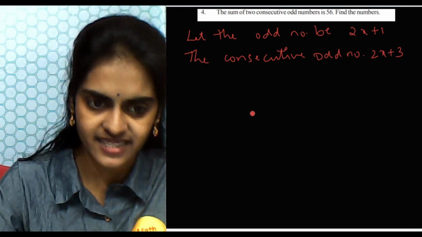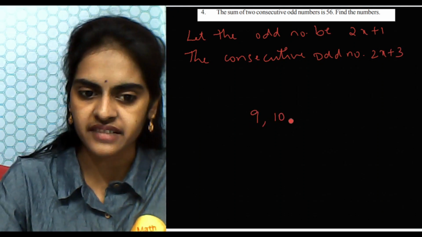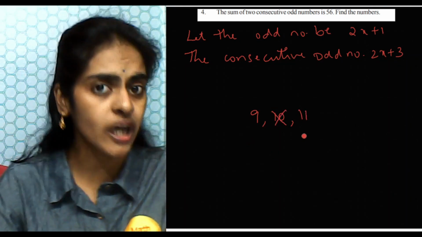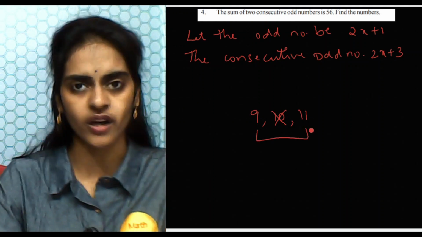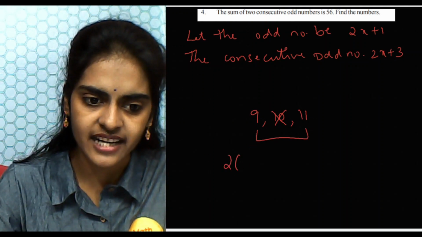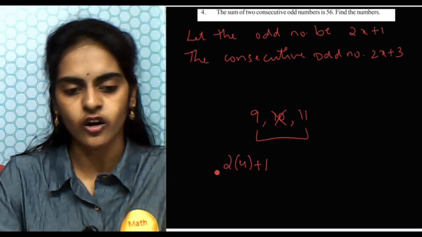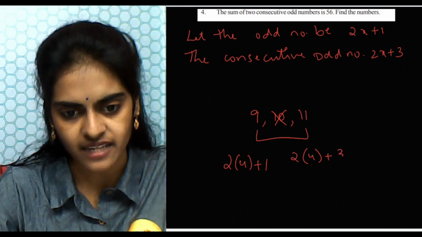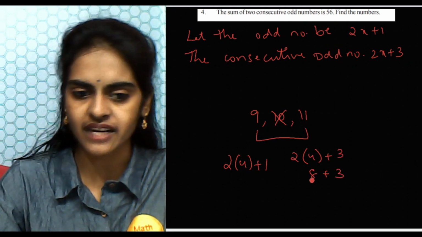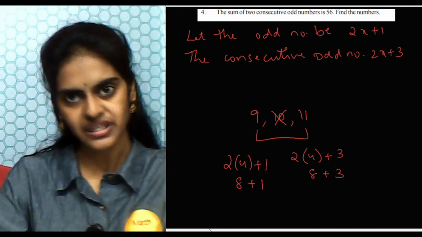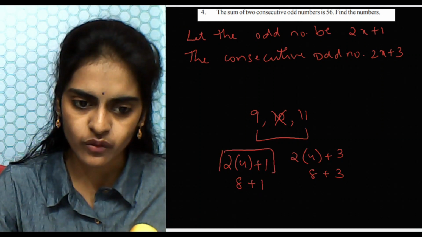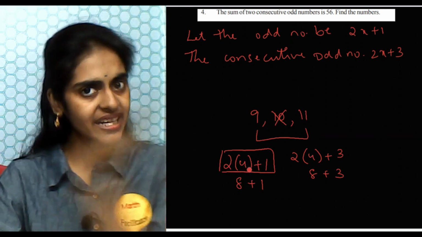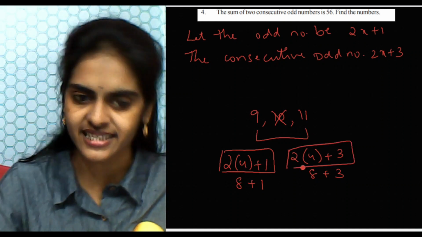How? For example, you have 9. After 9 you will have 10, then you will have 11. 10 is an even number, isn't it? So don't take it. We want only odd numbers. So after 9, 11 is the odd number. 9 you can write as 2 into 4 plus 1, that is 8 plus 1. 11 you can write as 2 into 4 plus 3, isn't it? 8 plus 3 gives you 11 and 8 plus 1 gives you 9. So if one odd number is 2x plus 1, the consecutive, meaning the very next odd number, will be 2x plus 3. Understood?